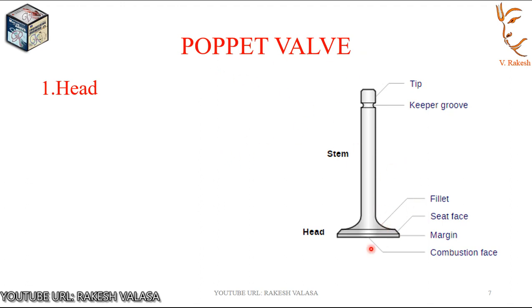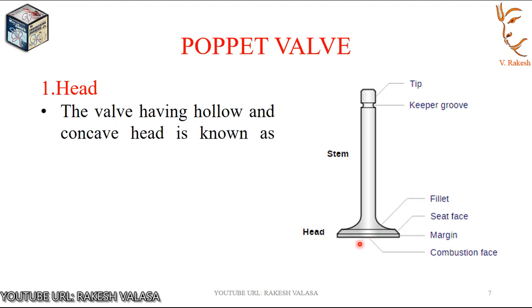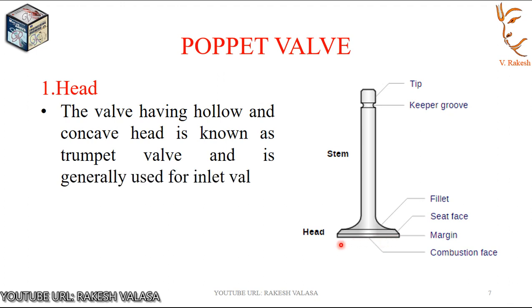In this, first one is head. It is the broad face of the valve and carries the valve face. During working of the engine, it is the hardest part of the valve. The valve having a hollow and concave head is known as a trumpet valve and is generally used for inlet valves.